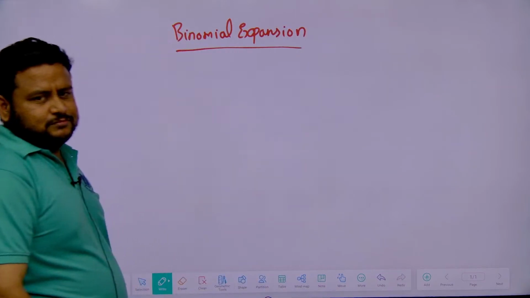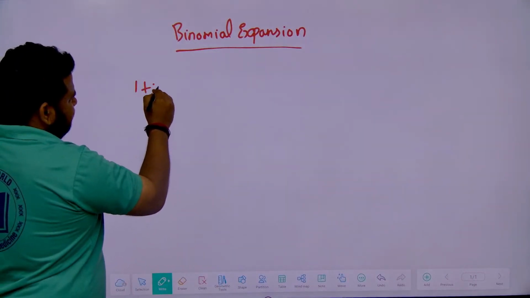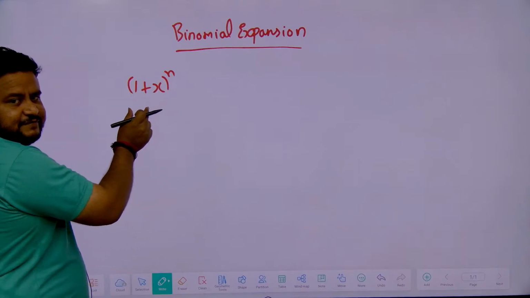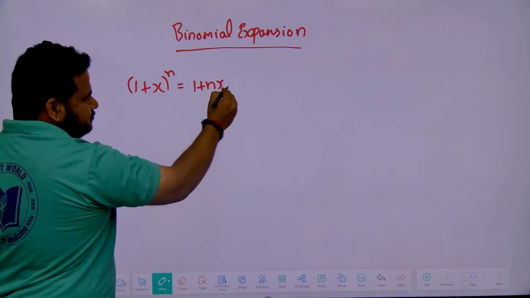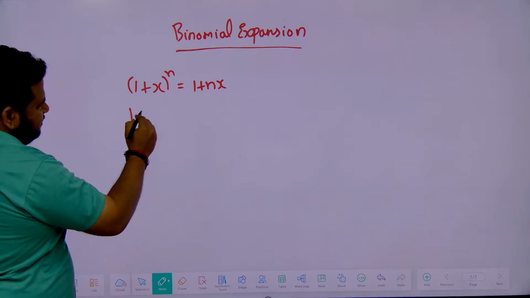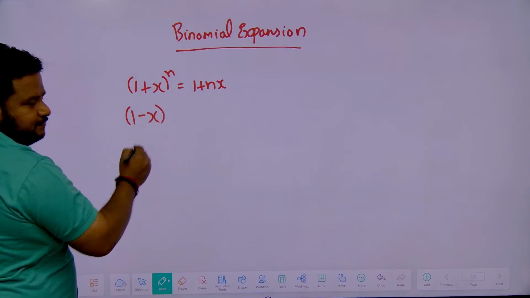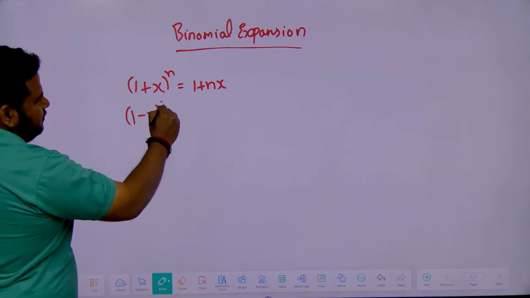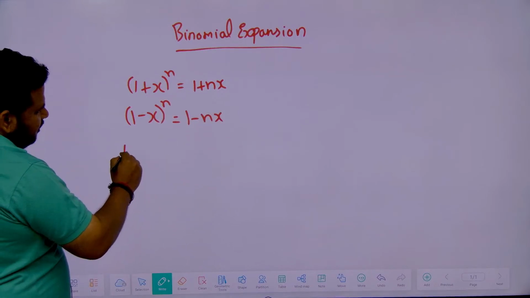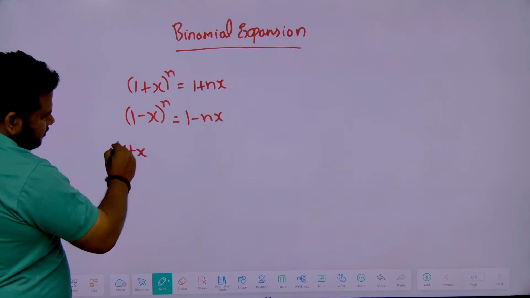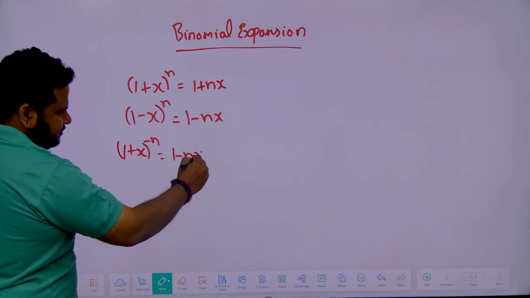So binomial expansion, we will do one more question based on that. I told you, if you have (1 plus x) to the power of n, where x is very small compared to 1, I can write it as 1 plus n times x. If you have 1 minus x, then also it is valid. This will become 1 minus n times x. If you have (1 plus x) to the power of minus n, still it is valid. Minus n will come inside, so it becomes 1 minus nx.